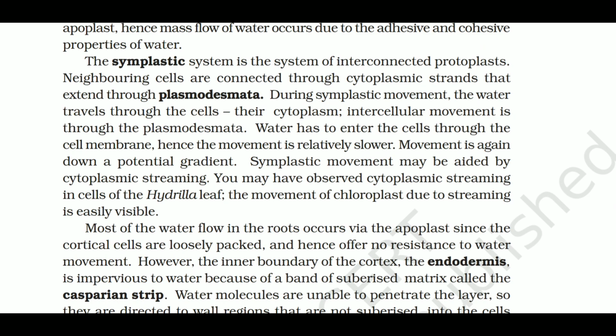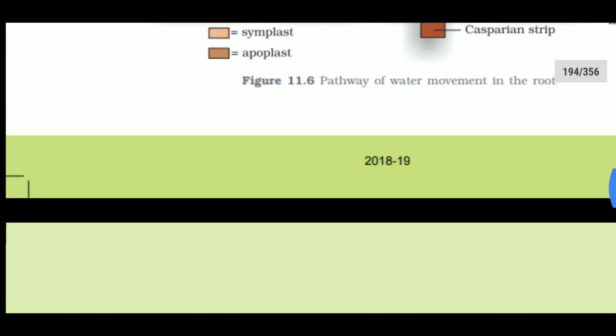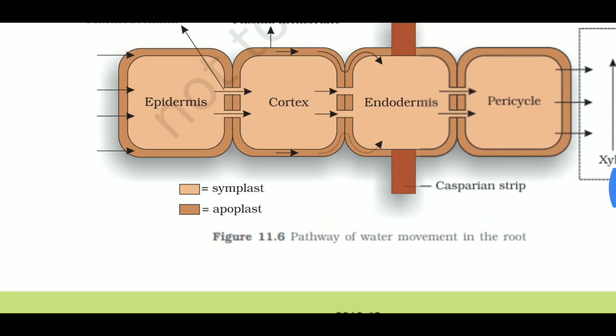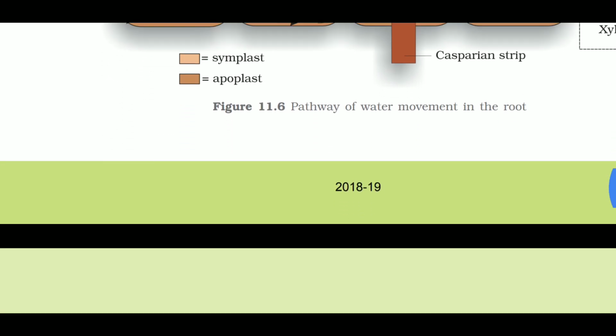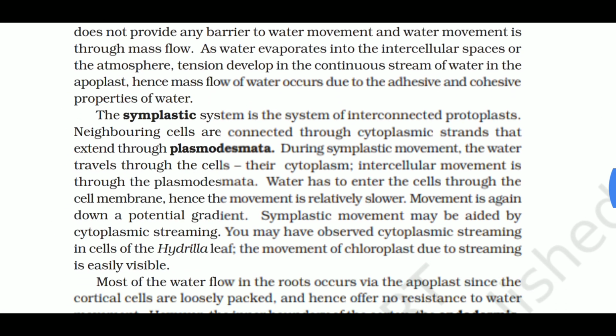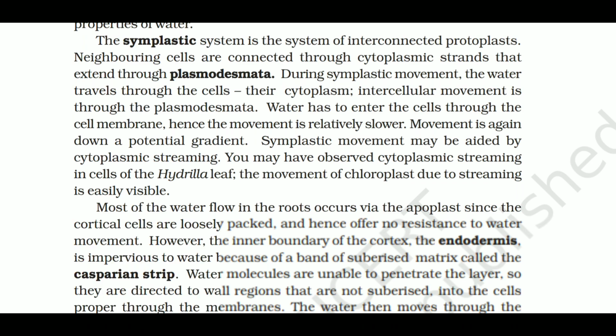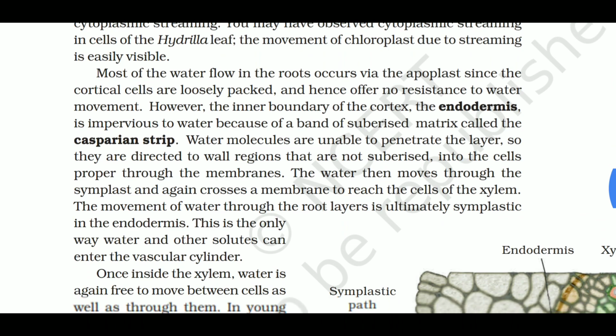You have to observe the cytoplasmic streaming in the cells of a hydrilla leaf. Here we can see the symplast, from one cell to the other cell. The movement of the chloroplast due to streaming is very easily visible in the hydrilla leaf.